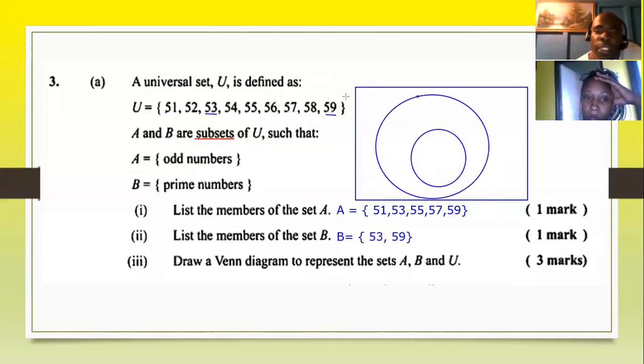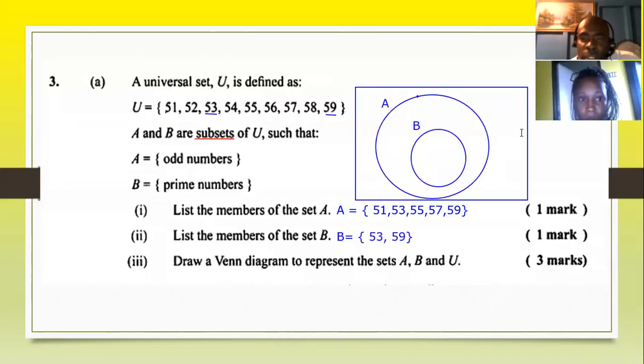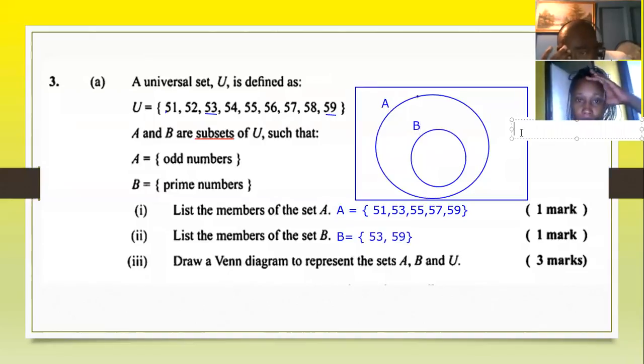So now we're going to put in the information, right? Let's label the circles. Set A, the bigger one, set B, the smaller one. Well done. So now we're going to put in the contents. What elements must go in B now? 53 and 59. Well done.